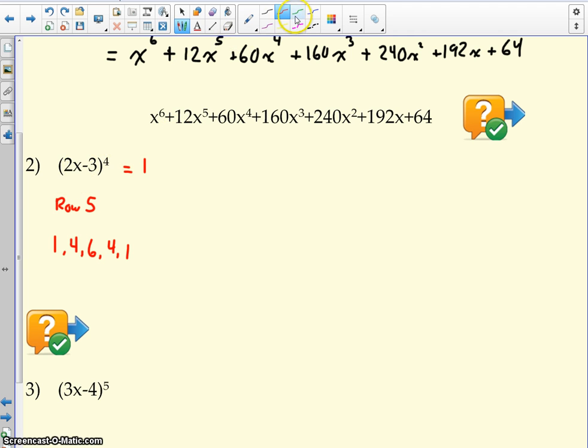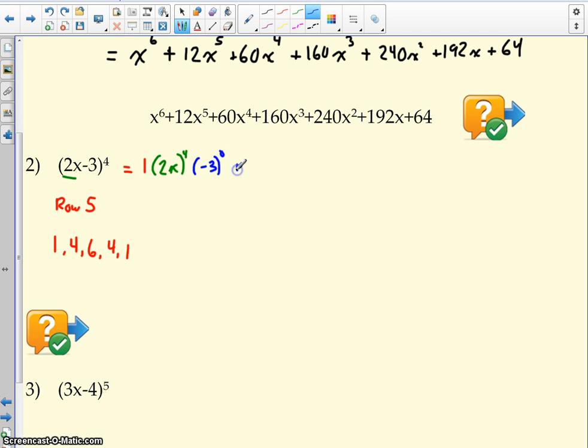So my first term is 2x. So I'm going to have 2x all to the exponent 4. And then I'm going to have my next term, which is minus 3 all to the exponent 0. Now we all know something to the exponent 0 is 1, so this is actually going to be gone. If you want to skip this part, obviously you can as well. It's not necessary to have that, but again, just trying to show a pattern here.